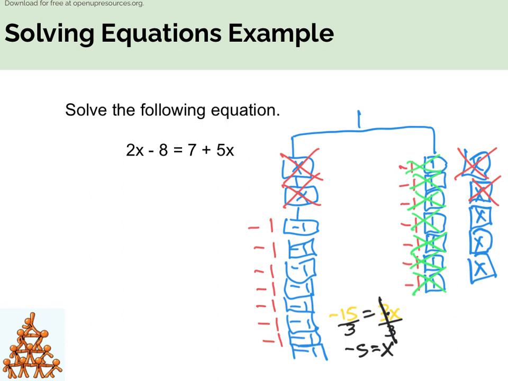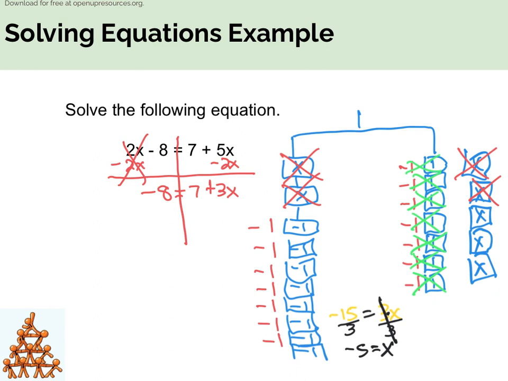Let's go ahead and do it algebraically over here. So we took off 2x from both sides. The positive 2x and negative 2x make zeros. We have negative 8, 7, and then 5x minus 2x is 3x. Then I want to take the 7, and he wants to be with his friend on the other side.